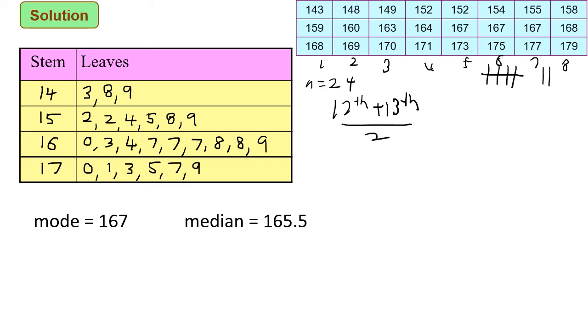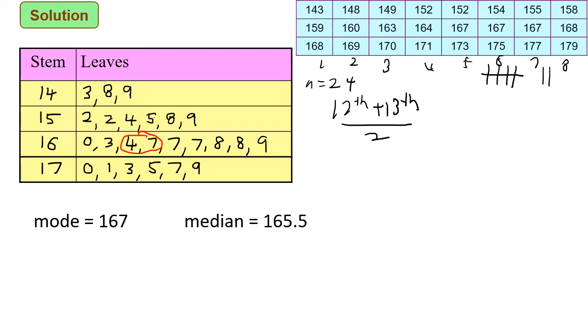So 12 and 13. So where is the location of the 12th and 13th? 1 2 3 4 5 6 7 8 9. So look at the stem and leaf here, not the original raw data. Look at the stem and leaf, because we have to use the stem and leaf. So 1 2 3 4 5 6 7 8 9 10 11 12 13. So we have between 164 and 167. Okay, so between these two. So our median is between these two data.